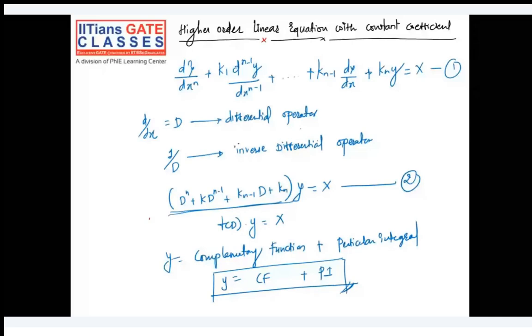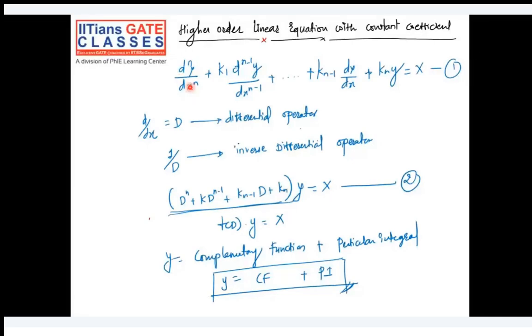So what will happen when we have a higher order linear equation with constant coefficients? The equation will look like equation number 1 shown here: d^n y by dx^n plus k1 times d^(n-1) y by dx^(n-1) plus, and so on till k(n-1) dy by dx plus kn y equal to capital X. In short, if you write d by dx as capital D, you can rewrite equation number 1 as equation number 2: D^n plus k1 D^(n-1) plus, and so on till k(n-1) D plus kn times y equal to capital X. Just by writing d by dx as capital D.